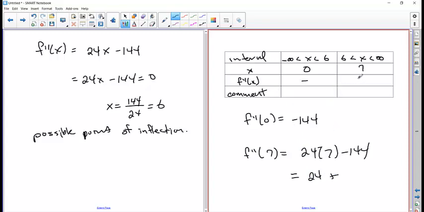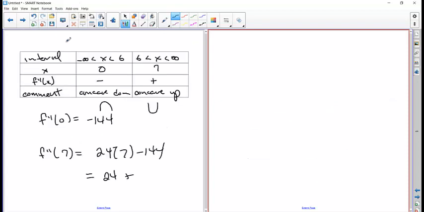So that's positive. And as far as filling out the table, this says concave down. This says concave up. So concave down is like that, and concave up is like that. So what can we say about the results of this second derivative test?